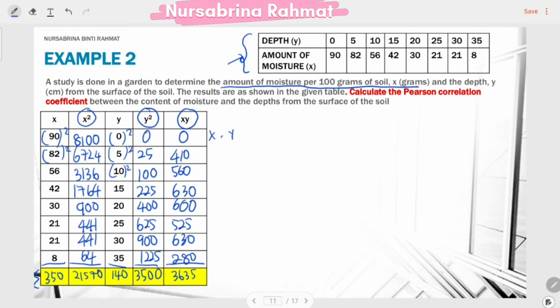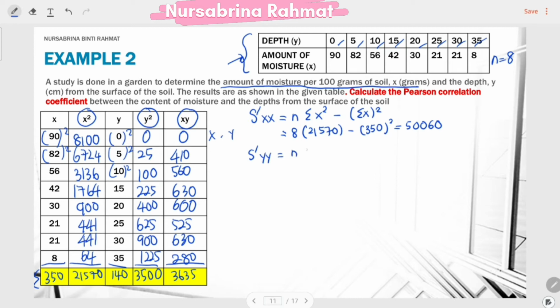Next, we're going to find out S prime XX first. Counting 1, 2, 3, 4, 5, 6, 7, 8, your n is 8, it's not 10, it's 8. The formula for S prime XX is n times the sum of X square minus the square of the sum of X. So n is 8, the sum of X square is 21570, minus the sum of X, which is 350, squared. If you press your calculator, you will get 50060.